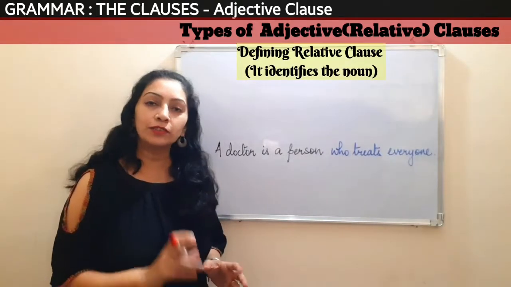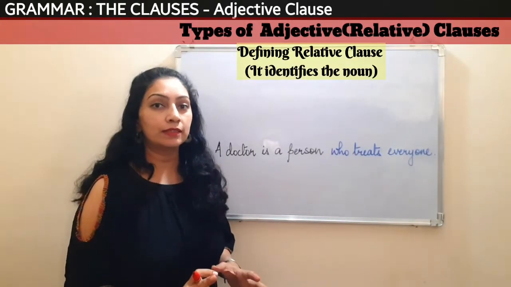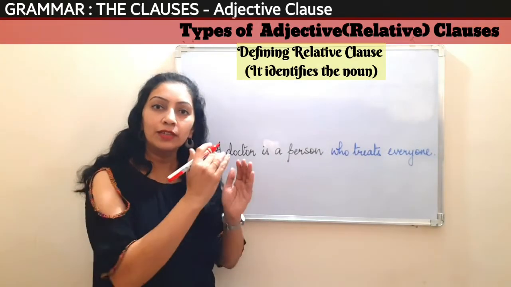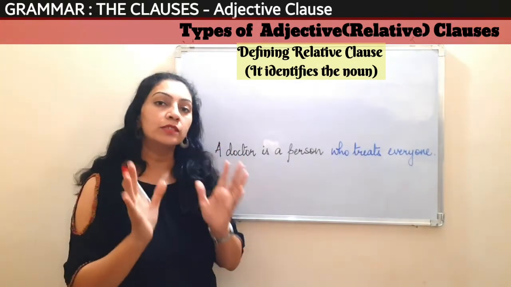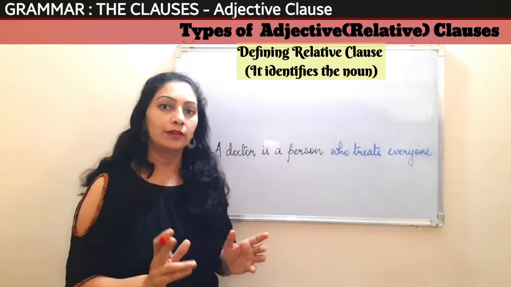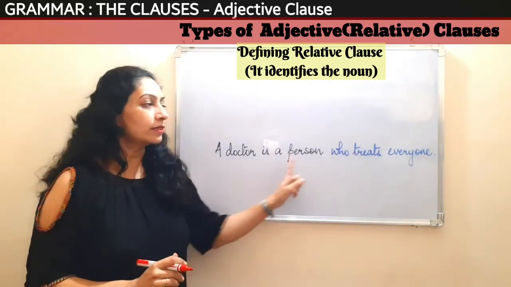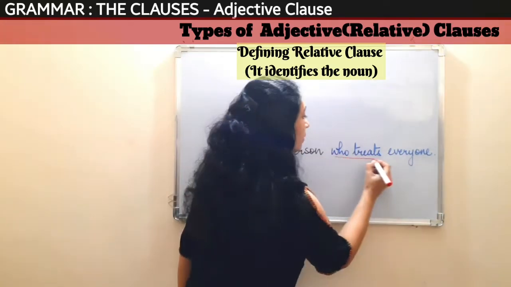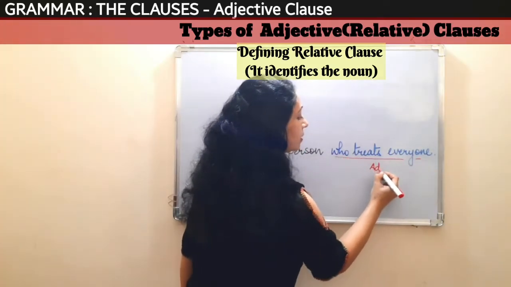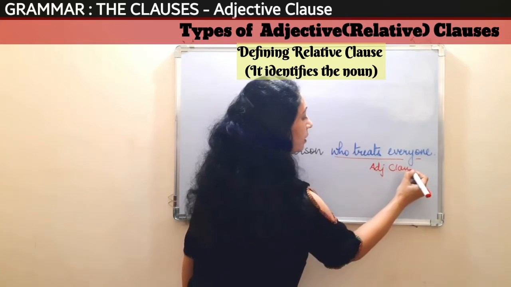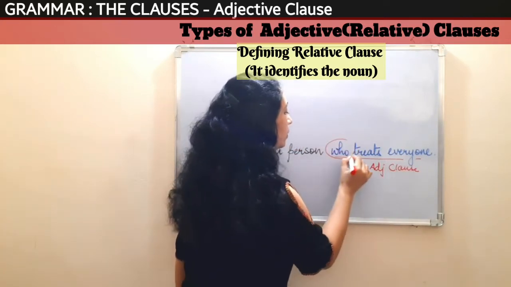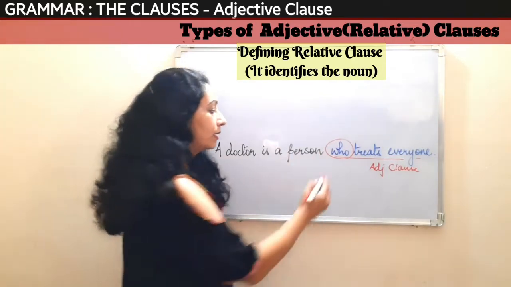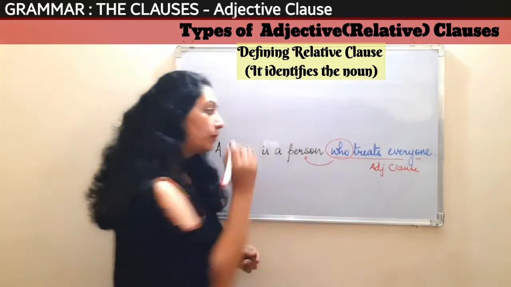A defining relative clause will obviously describe the noun before it, but it will define it in such a way that it will set it apart from the rest of the class of that noun. For example, a doctor is a person who treats everyone. Now, who treats everyone is obviously the adjective clause where the conjunction who is used, which is a relative pronoun. But this is telling us something about the person.